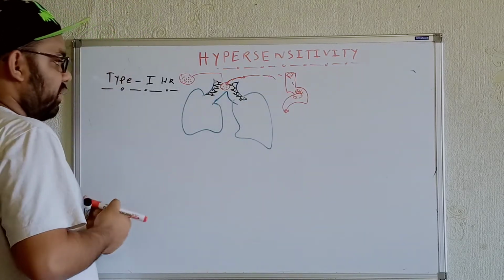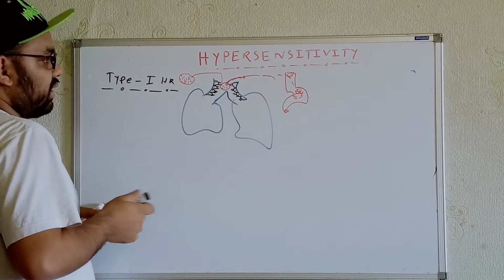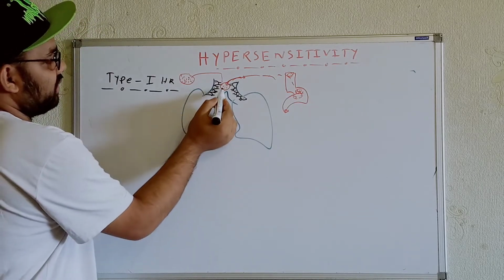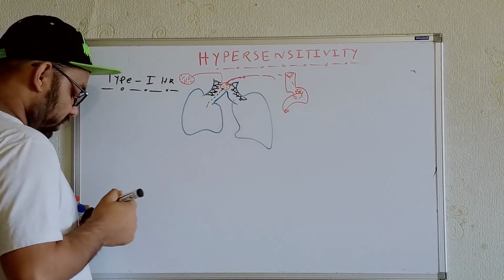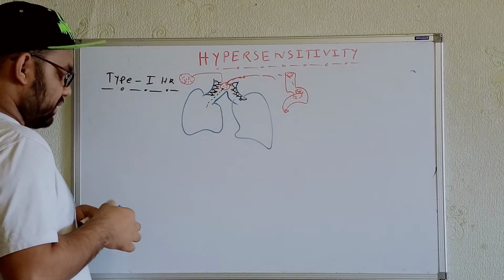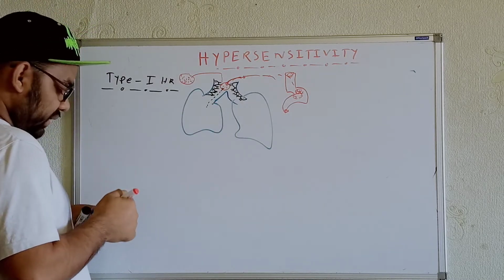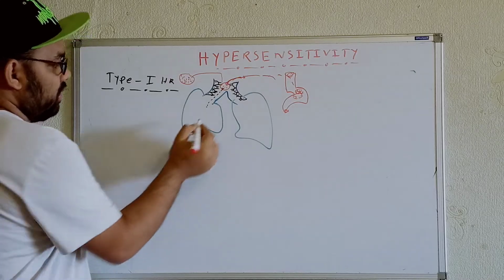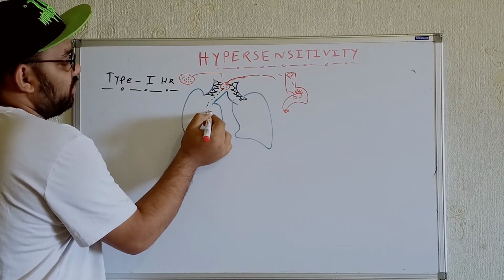The next thing is, by chance, the pollen grain has come into the inner side of the lungs over here. Okay. Now, whenever the pollen grains come over here, just try to understand from this that these pollen grains.